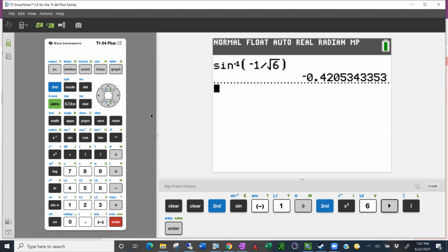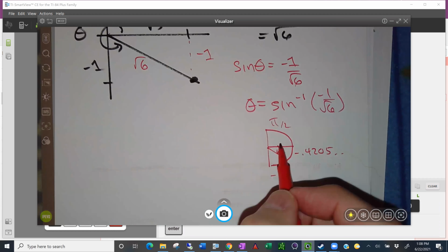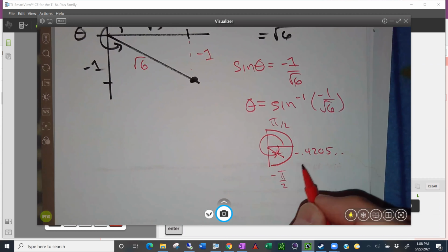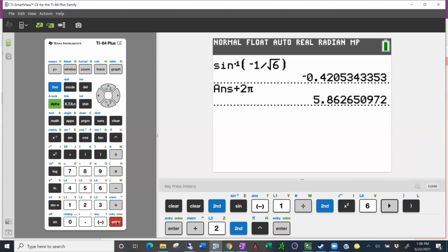So instead of this negative angle, -0.4205 or whatever it was, it comes up to 4.8. Yeah. If you add 2 pi to this, you're going to get an equivalent angle, and that angle will be something between 0 and 2 pi. So let's see, plus 2 pi. Bam. So 5.86. Great. So now I can write my angle in polar form.